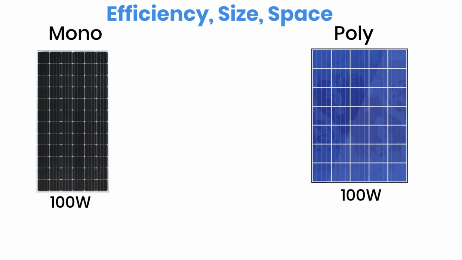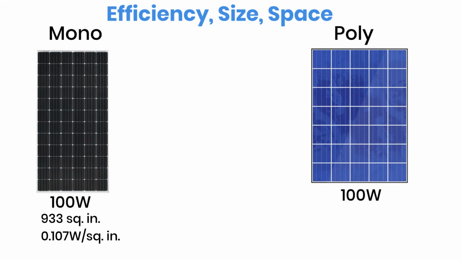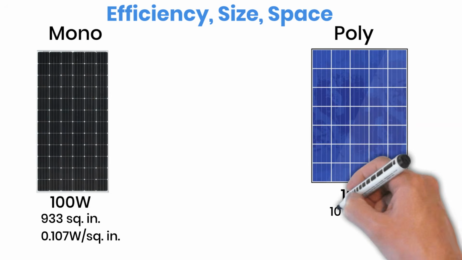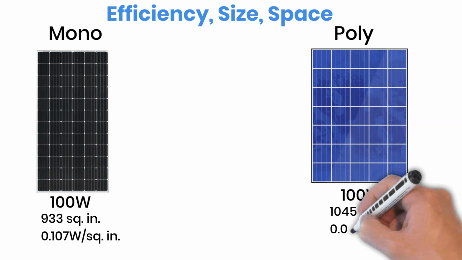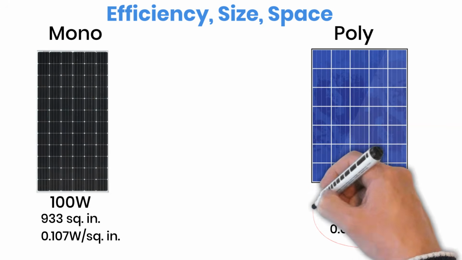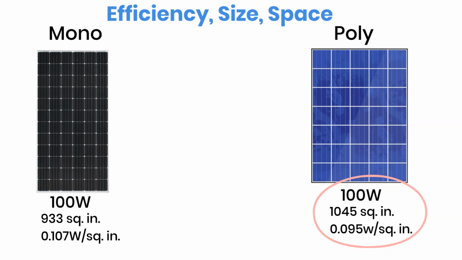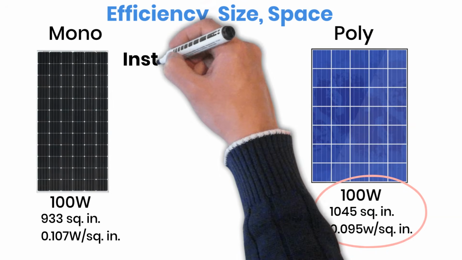But because monocrystalline cells are more efficient, they require less surface area to produce that 100 watts. That is why a polycrystalline panel usually needs to be physically larger to reach the same power rating. So if you compare dimensions from the same manufacturer, you will often see that the poly panel takes up more space. This becomes very important depending on where you plan to install your system.